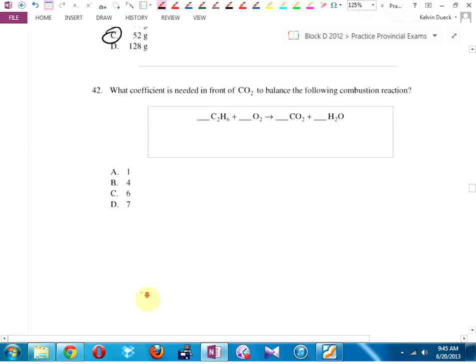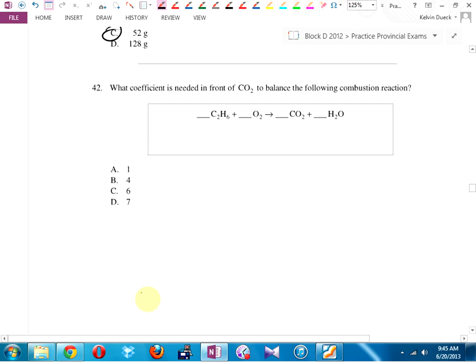Balancing an equation. What coefficient is needed in the front of the CO2 to balance the following combustion reaction? Heidi knows it's a combustion reaction because the products are what? Carbon dioxide and water. When stuff burns, you get carbon dioxide and water. Okay? I probably would not start out with the hydrogen or the oxygen. I would start out with the carbon, I think, because the hydrogens and the oxygens in these reactions show up so often, we kind of hope they take care of themselves.